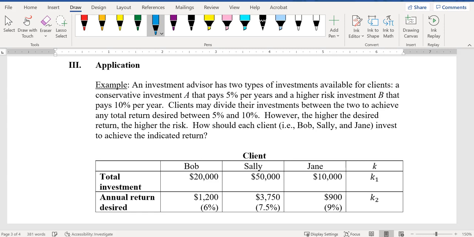An investment advisor has two types of investments available for clients: a conservative investment A that pays 5% per year, and a higher risk investment B that pays 10% per year. Clients may divide their investments between the two to achieve any total return desired between 5 and 10%. However, the higher the desired return, the higher the risk. How should each client, Bob, Sally, and Jane, invest to achieve the indicated return?